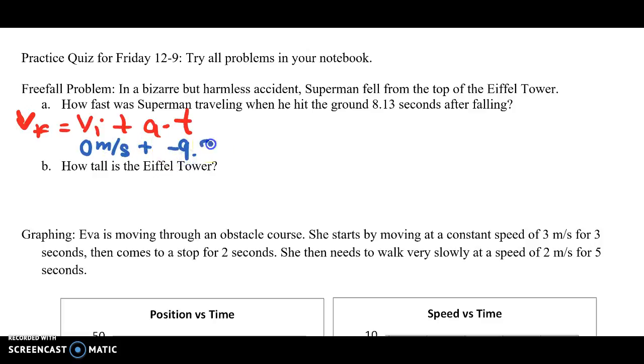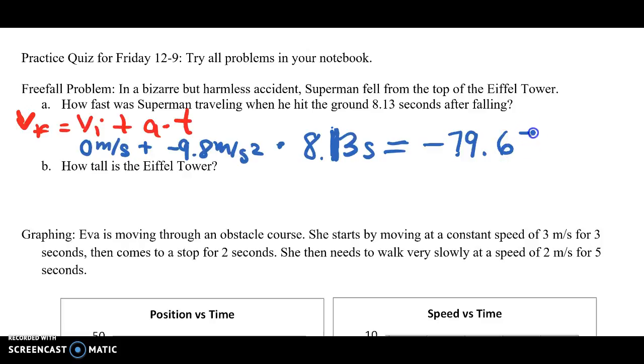Acceleration is just negative 9.8 meters per second squared, acceleration due to gravity, multiplied by your time, 8.13 seconds. So you get negative 79.67 meters per second as your answer.